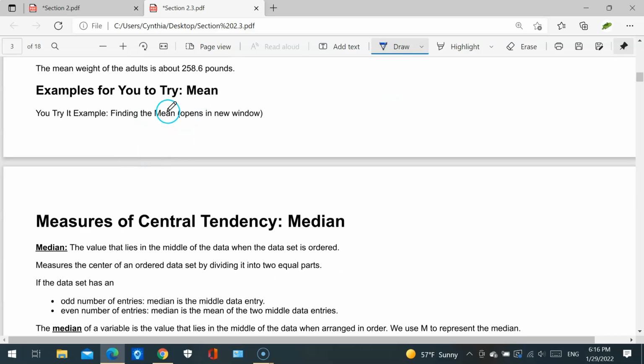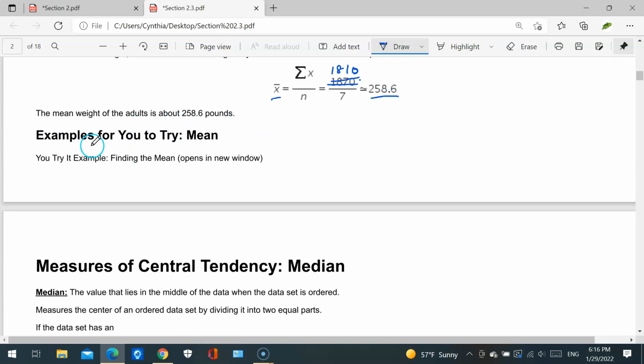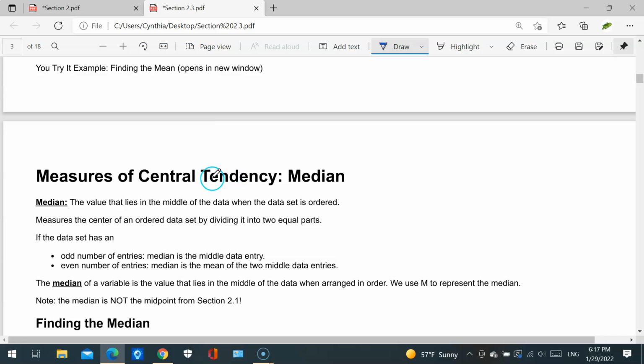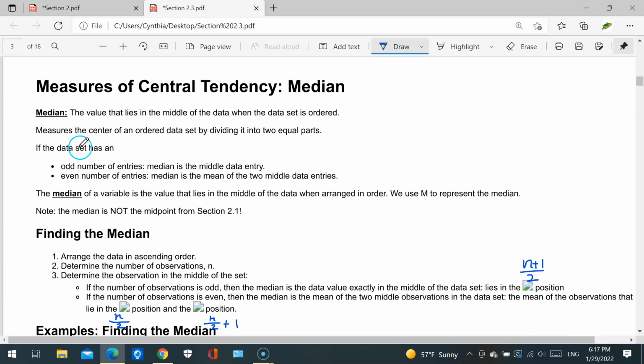Alright, and then there's an activity or example you can interact with to try the practice in the course module. Now let's move on to finding the median.